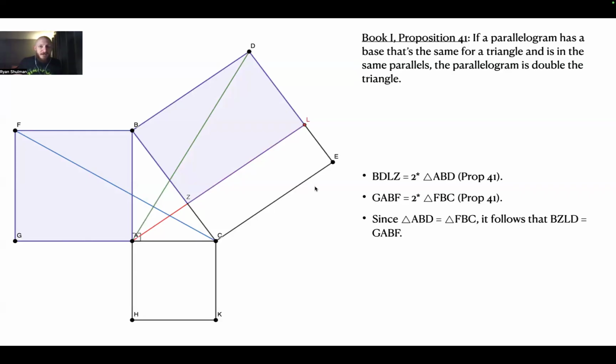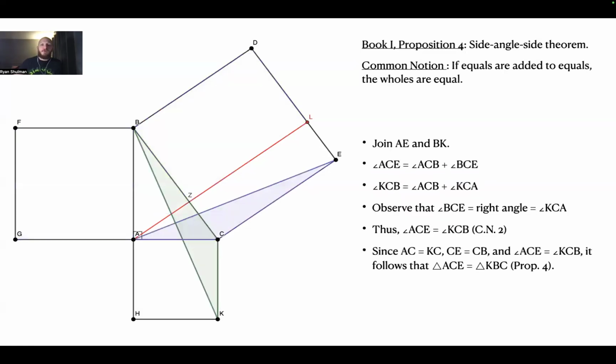And then, because we've already shown that triangle ABD is congruent to triangle FBC, it follows that rectangle BZLD is equal to square GABF. So these purple areas are the same. Now, all that needs to be shown is that this remaining square, HKCA, is equal to the white part of the hypotenuse square, CELZ. And so that's exactly what we're going to do next.